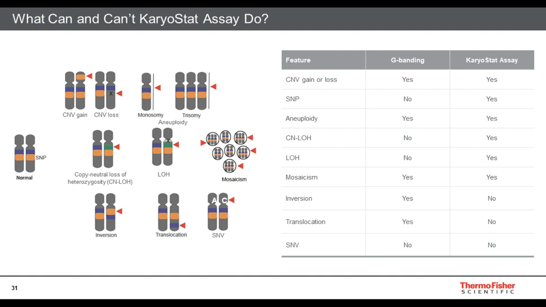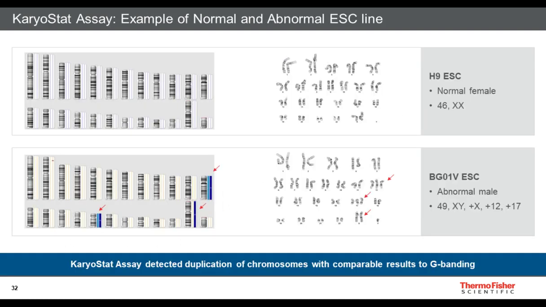Another thing that's important to consider, if you do have a translocation, which you would be able to detect with G-banding, there's usually deletions that go along with that. And you won't be able to detect those specific gene deletions unless you use a molecular-based assay like KaryoStat. So it's really good to utilize this molecular-based assay in addition to some of the methods that have been used previously, such as G-banding.